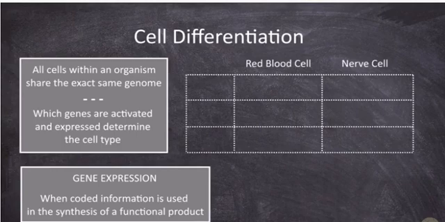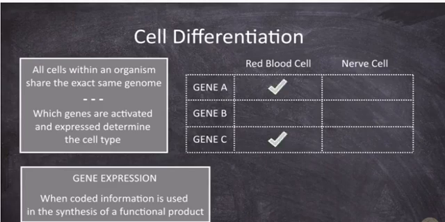If we take a simplified example and take our red blood cell and nerve cell, say they have the same three genes, gene A, gene B, and gene C. Despite them both having the same three genes, they are not all activated and expressed. The red blood cell has all three genes, but only gene A and gene C are activated. Gene B is not activated.